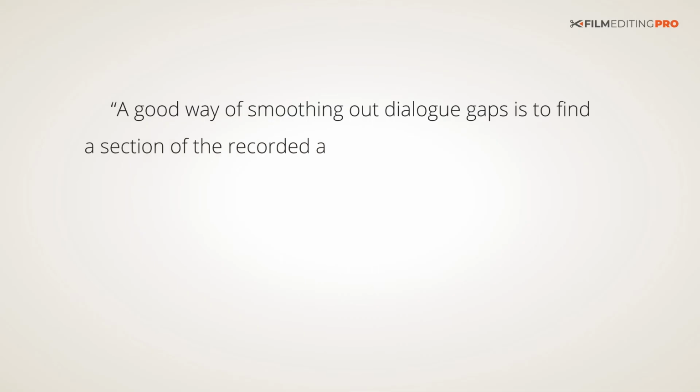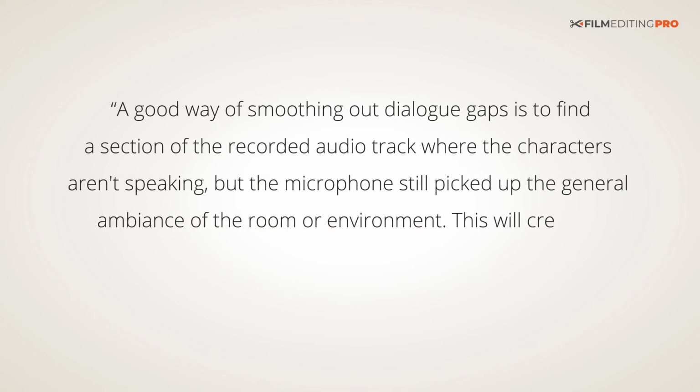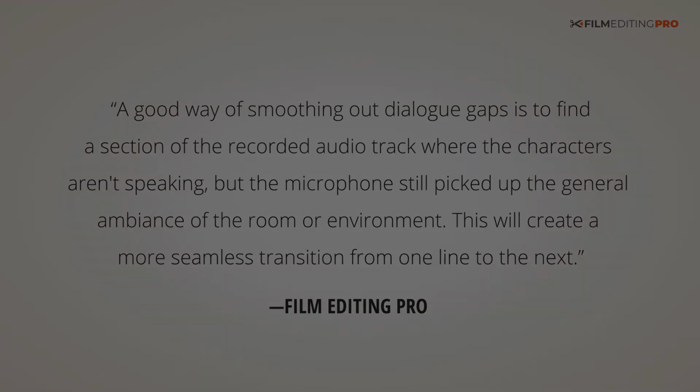So remember, a good way of smoothing out dialogue gaps is to find a section of the recorded audio track where the characters aren't speaking, but the microphone still picked up the general ambience of the room or the environment. This will create a more seamless transition from one line to the next.